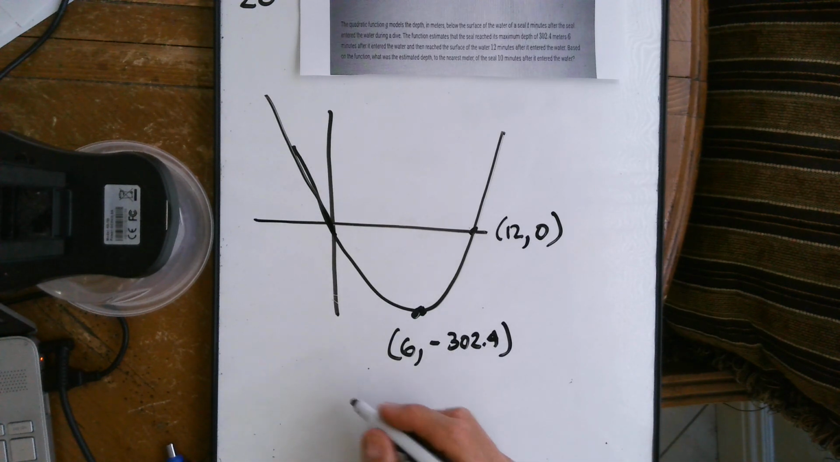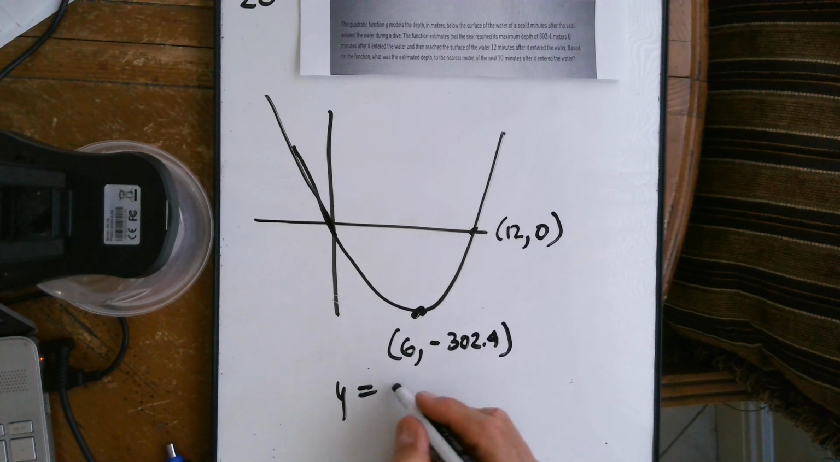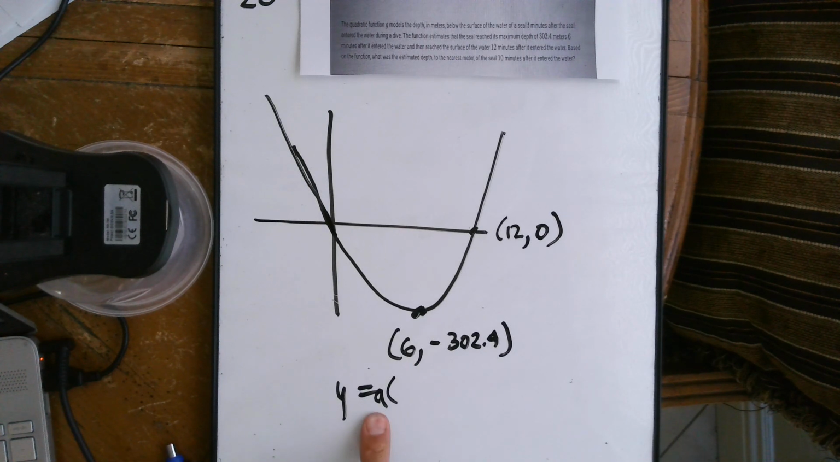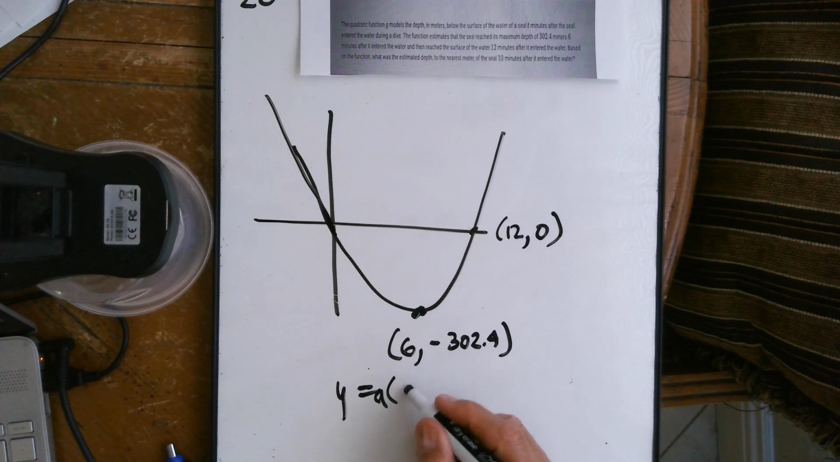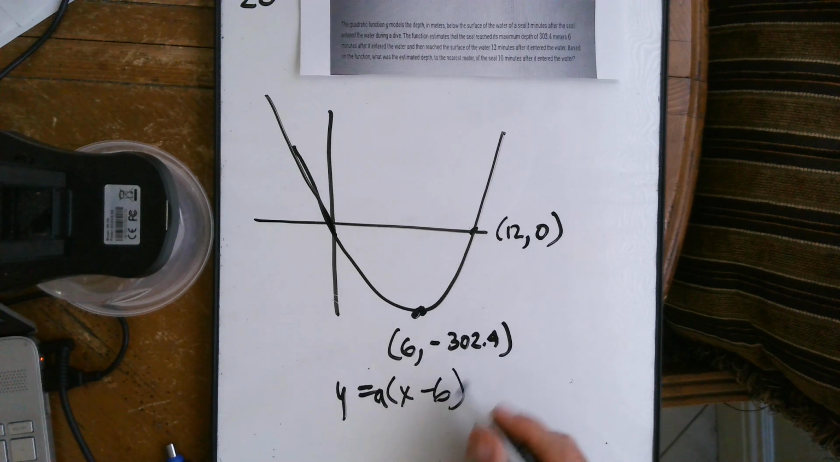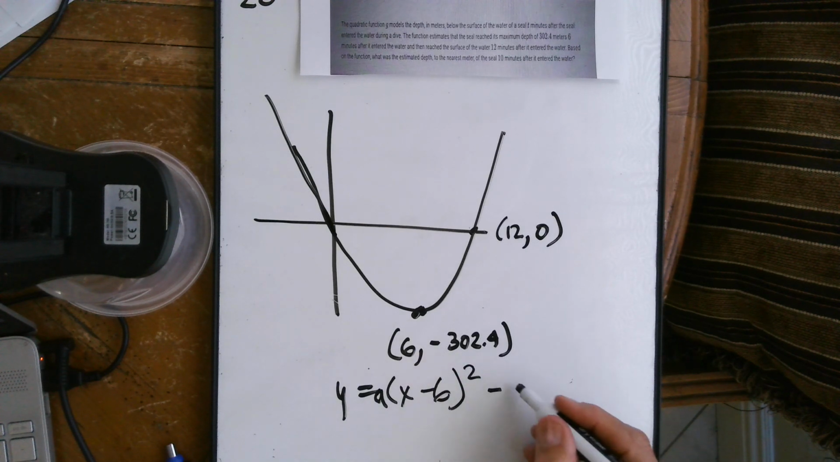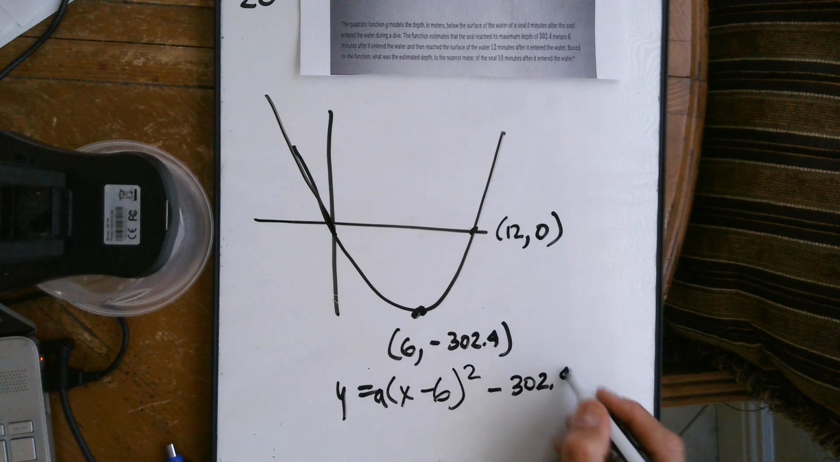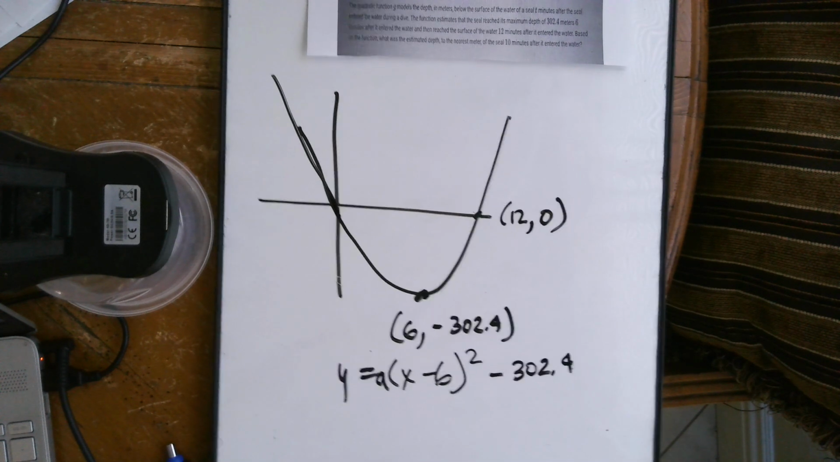So vertex form is y is equal to, parentheses, well, before that, we have the a, right? That's going to be the stretch. You just follow me. X minus the x value. In this case, it's the 6, right, of the maximum depth, squared, and the y value, which is minus 302.4, right? So you've got that.